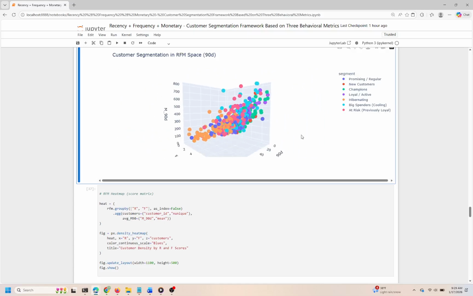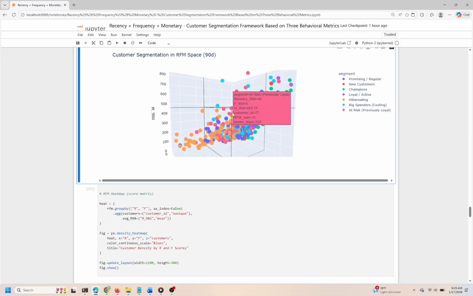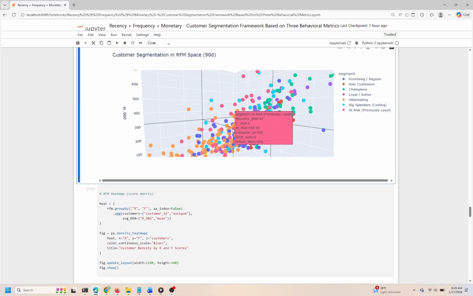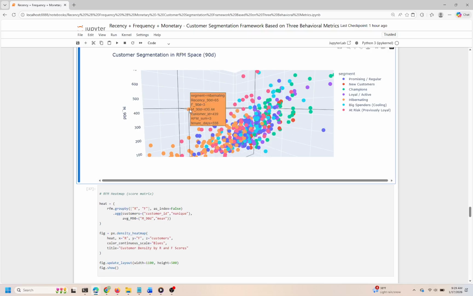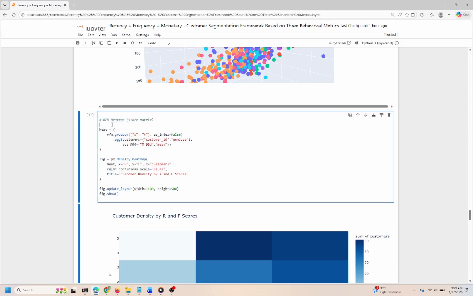However, users should be cautious about interpreting the distance between points. While they offer a sense of segmentation, the perception of proximity in 3D space can sometimes be misleading. Looking ahead, the next cell will likely build on this foundational understanding of customer segments, potentially diving deeper into the implications of these visualizations, or exploring how to leverage this information for targeted marketing strategies.